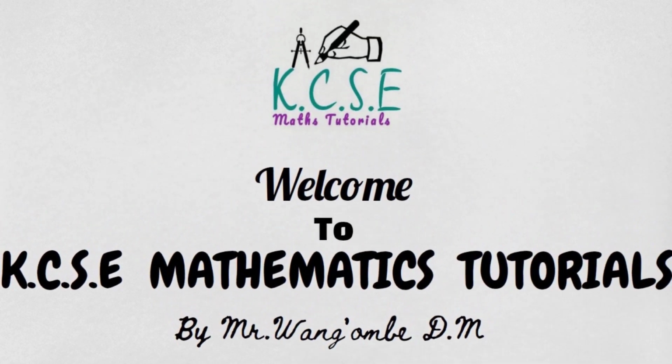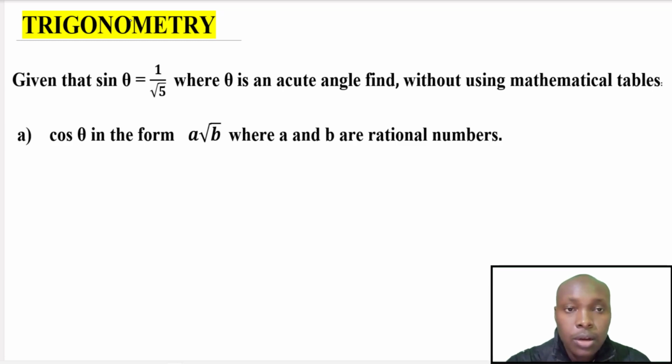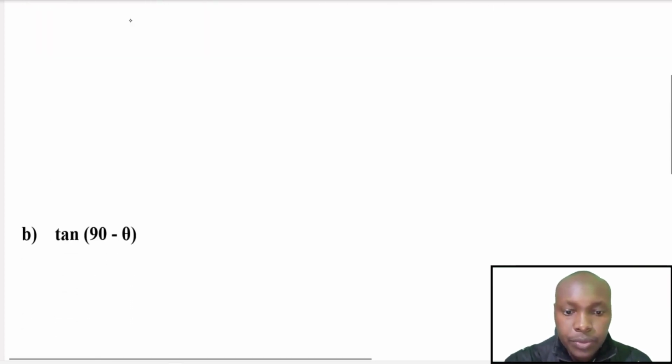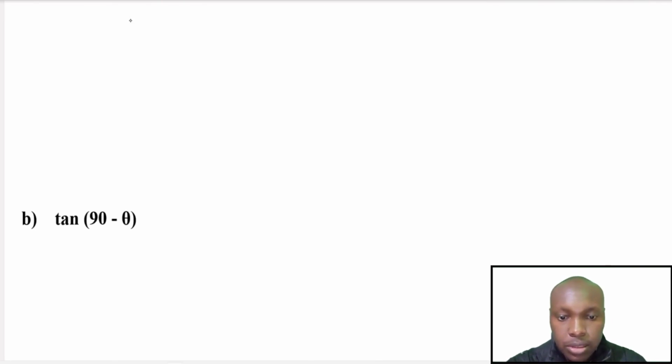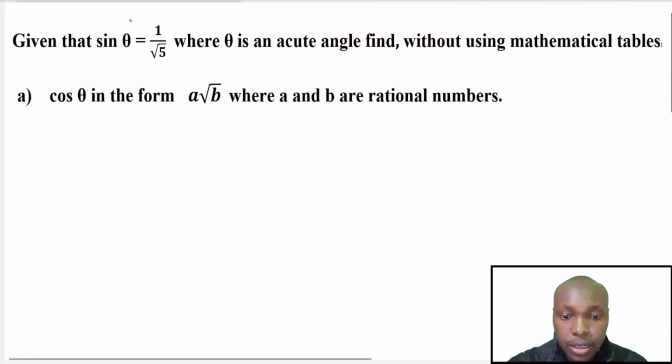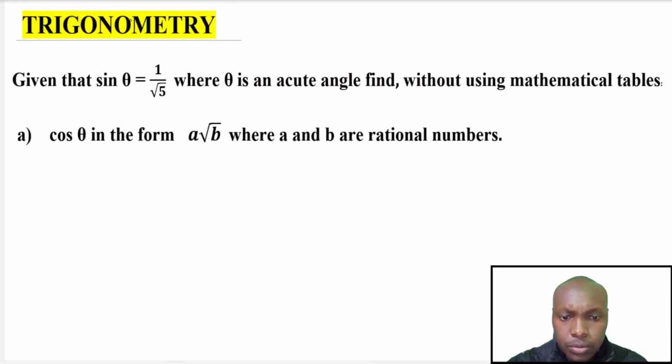Trigonometry. Given that sine theta is equal to 1 over root 5, where theta is an acute angle, find, without using mathematical tables, cosine of theta in the form a root b, where a and b are rational numbers. And then the second question is tan of 90 minus theta. So let's go straight to the solution and see how you're supposed to solve these.